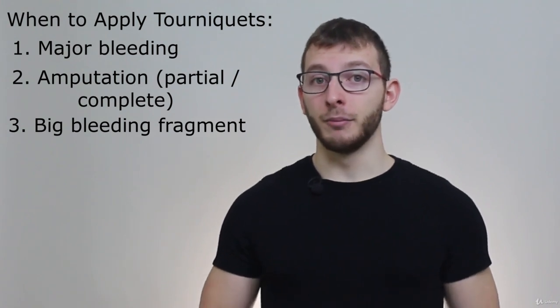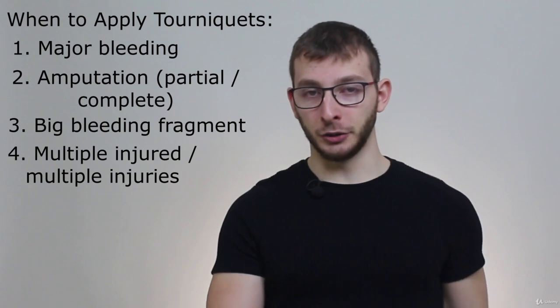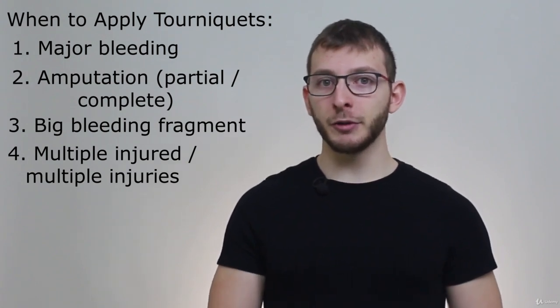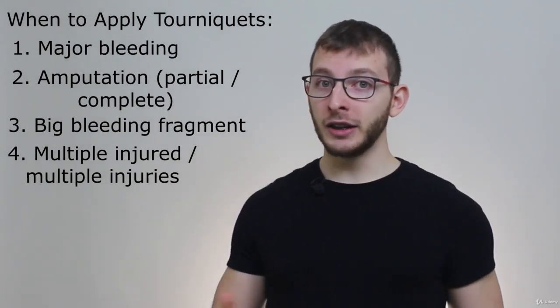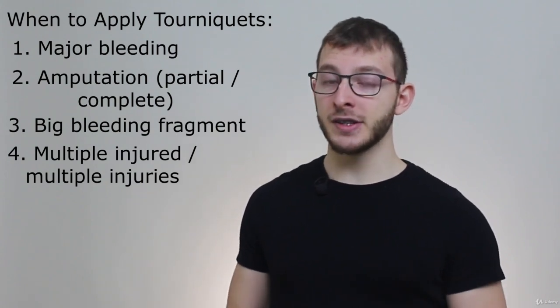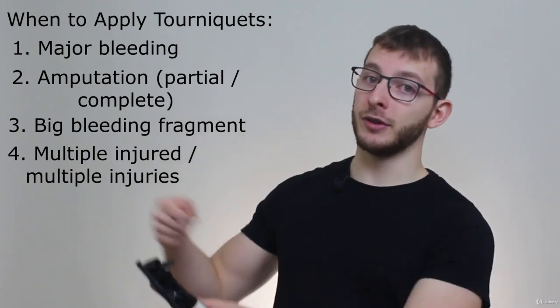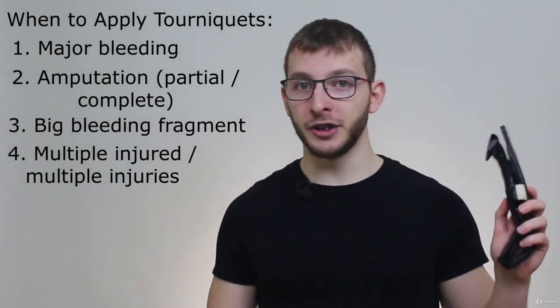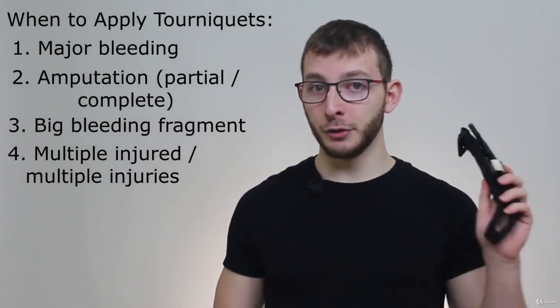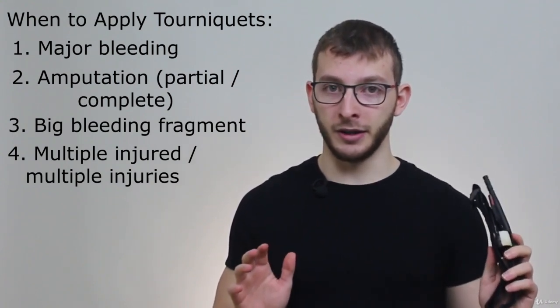If we have multiple injured people or our patient has multiple injuries. And I want to explain this one really quickly. If there are multiple injured people, then we don't have time to put on bandages, and then if the bandages don't work, to replace them and then put the tourniquet on. We would just put tourniquets on everyone. It's really fast, it's really effective, and we will know that it will stop the bleeding.